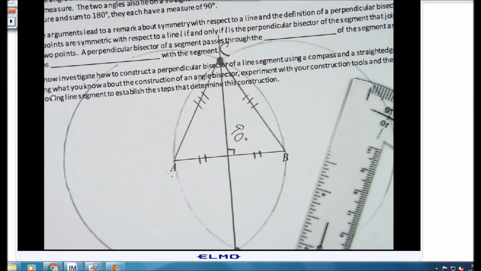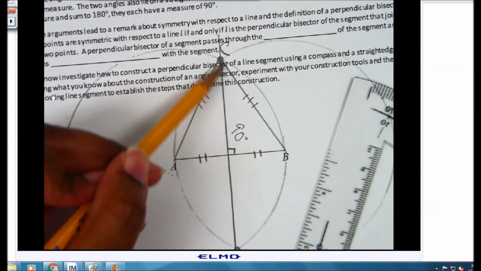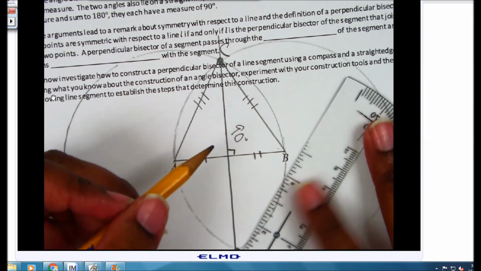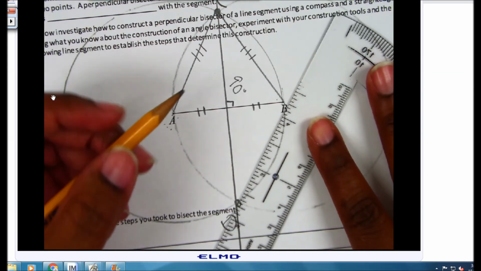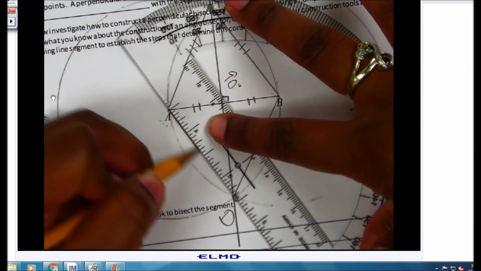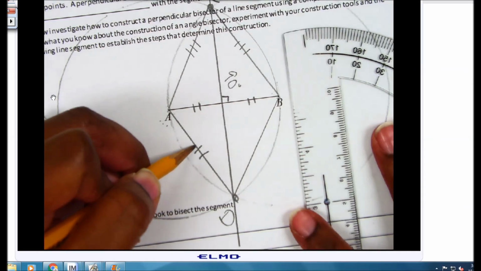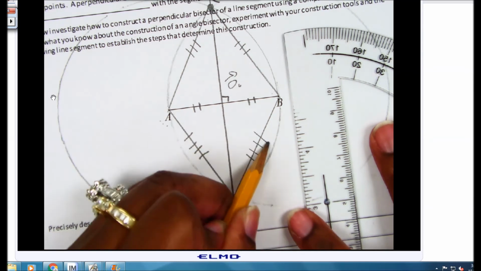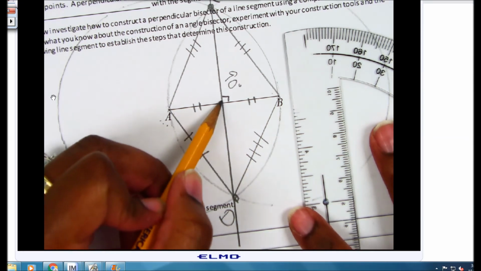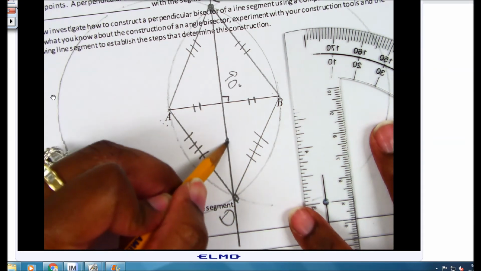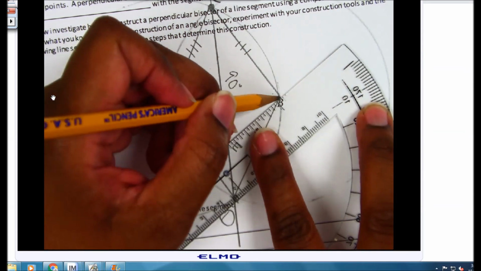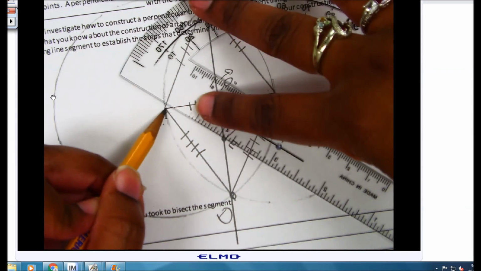Please make sure you know that AC is congruent to CB. Additionally, segment BD is congruent to segment AD. And if we put a point here, let's say we put point E here, these will also be congruent.